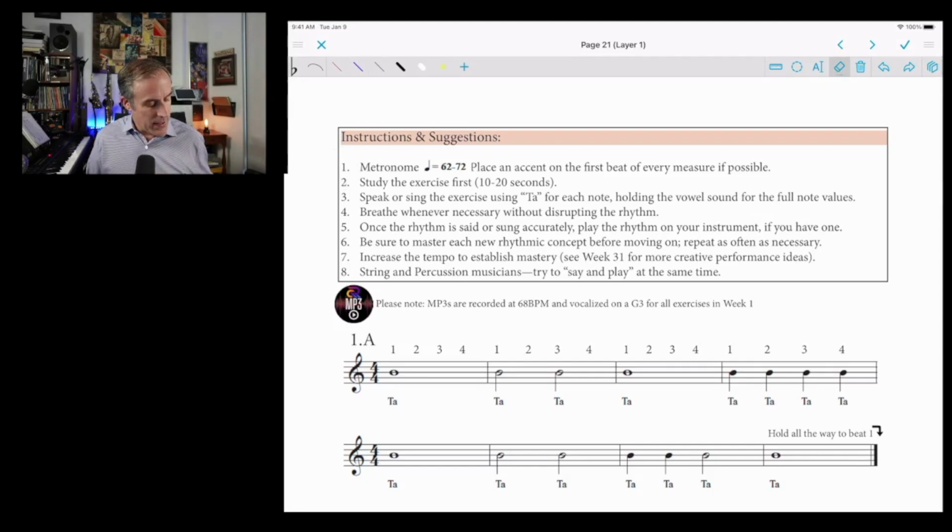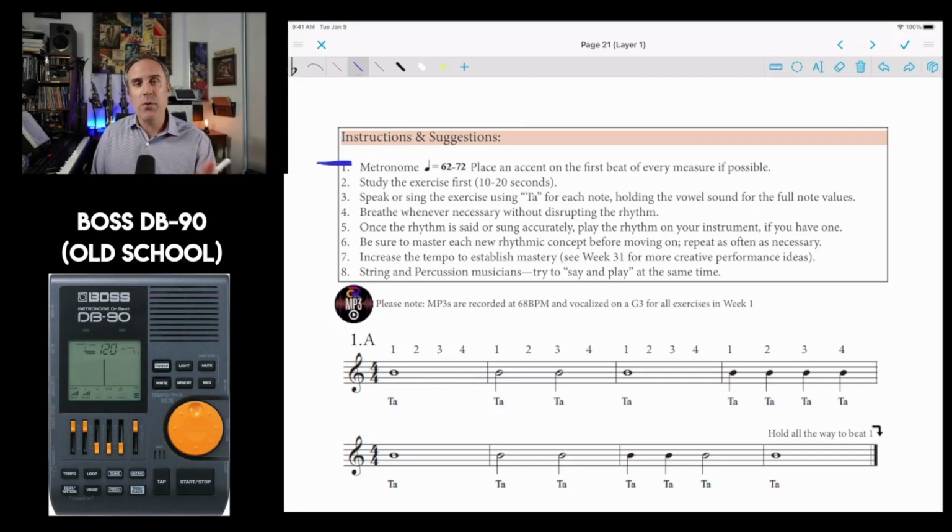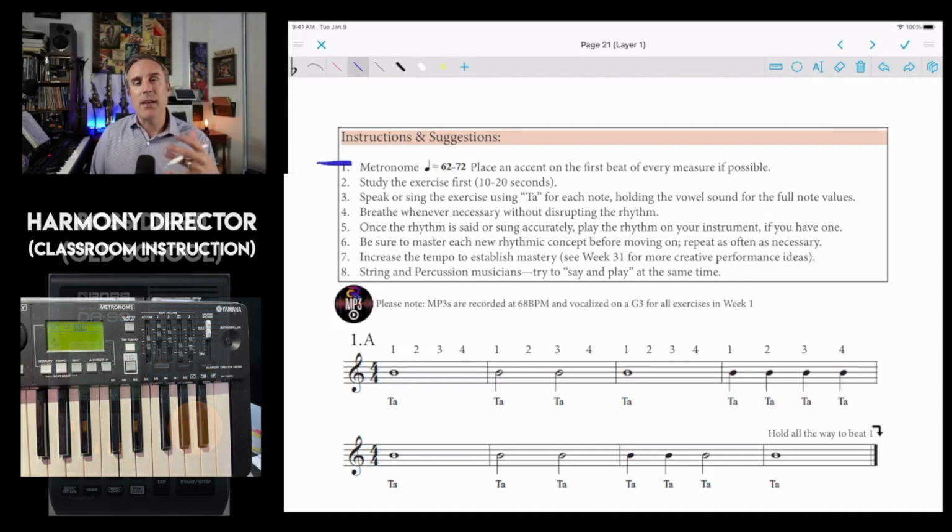The first thing you'll notice is the metronome. You need to have a metronome clicking behind you as you're doing these exercises. If we're going to practice having good rhythm, we have to practice having good time, and the metronome will keep us honest and keep us accurate.